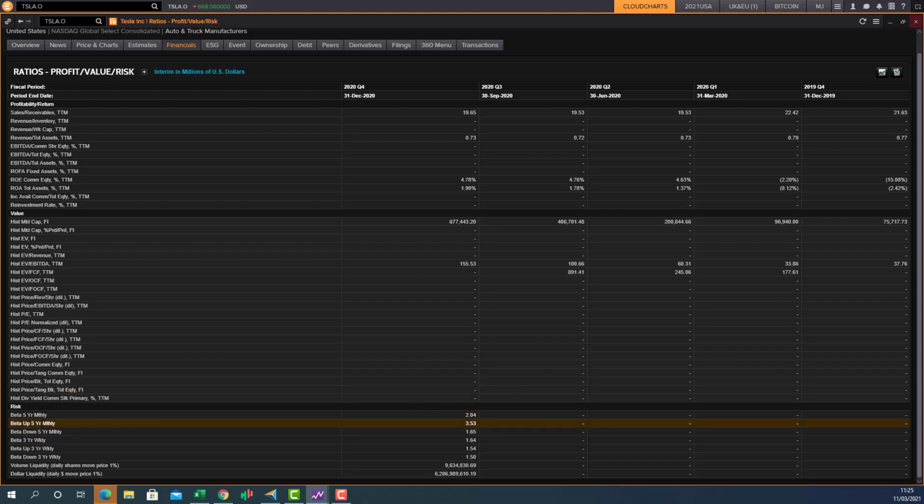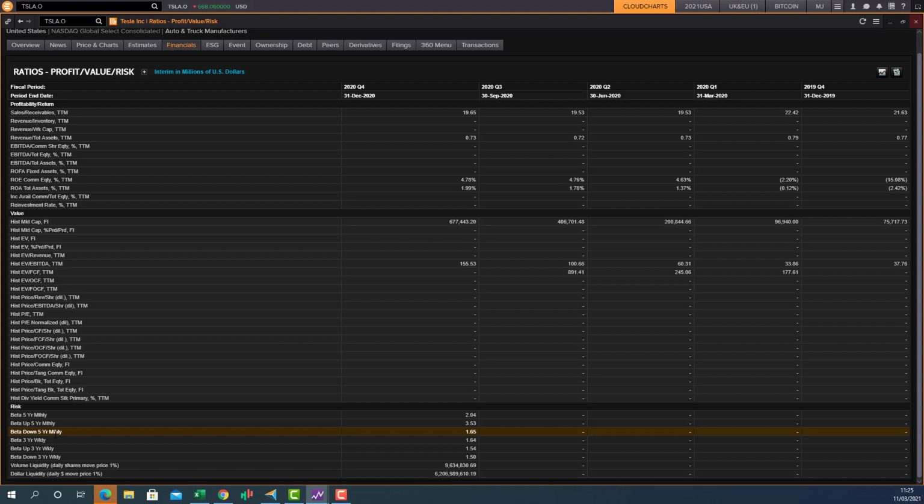The 5-year average monthly up beta is 3.53. So once again, a 1% move in the Nasdaq would translate to a 3.5% move in Tesla. We've also got the downside beta. The 5-year monthly beta is 1.65. So for every 1% drop in the Nasdaq, you should expect a 1.65 times larger percent drop in Tesla. So be aware of the beta when trading.